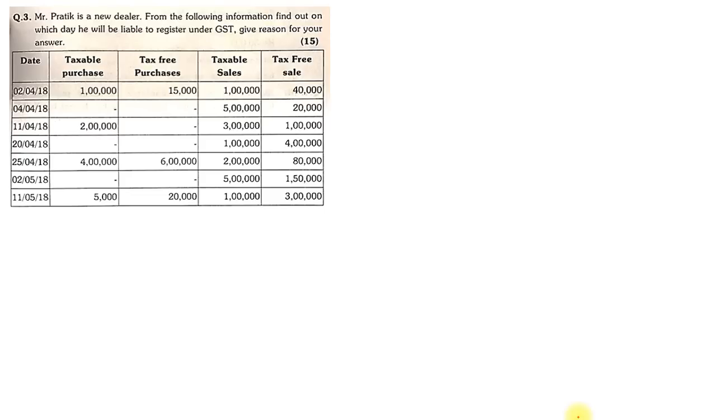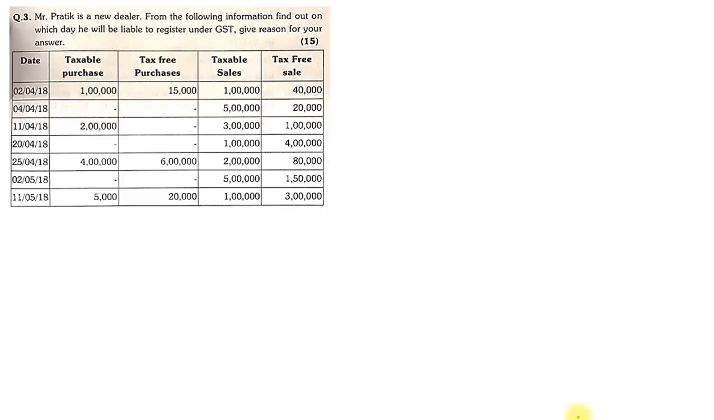Since Pratik comes under other categories, we have to think whether it comes under the 20 lakh limit, the 40 lakh limit, or goods and services for 20 lakhs. The rule is very simple. Look at the question, whether they talk about only goods, only services, or goods and services together. If you look carefully, they're giving you date, taxable purchase, tax-free purchase, taxable sale, tax-free sale. Remember, whenever purchase and sale are given, it will always be based on goods only.